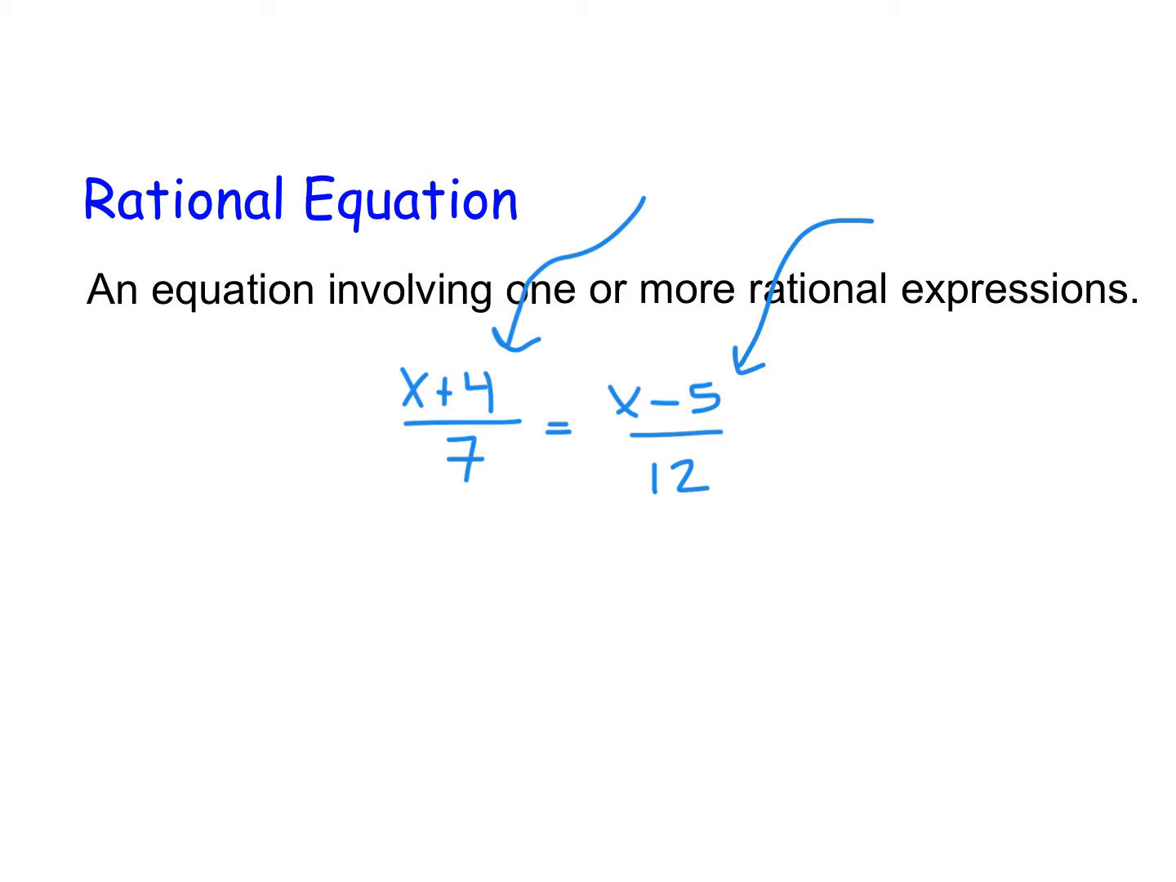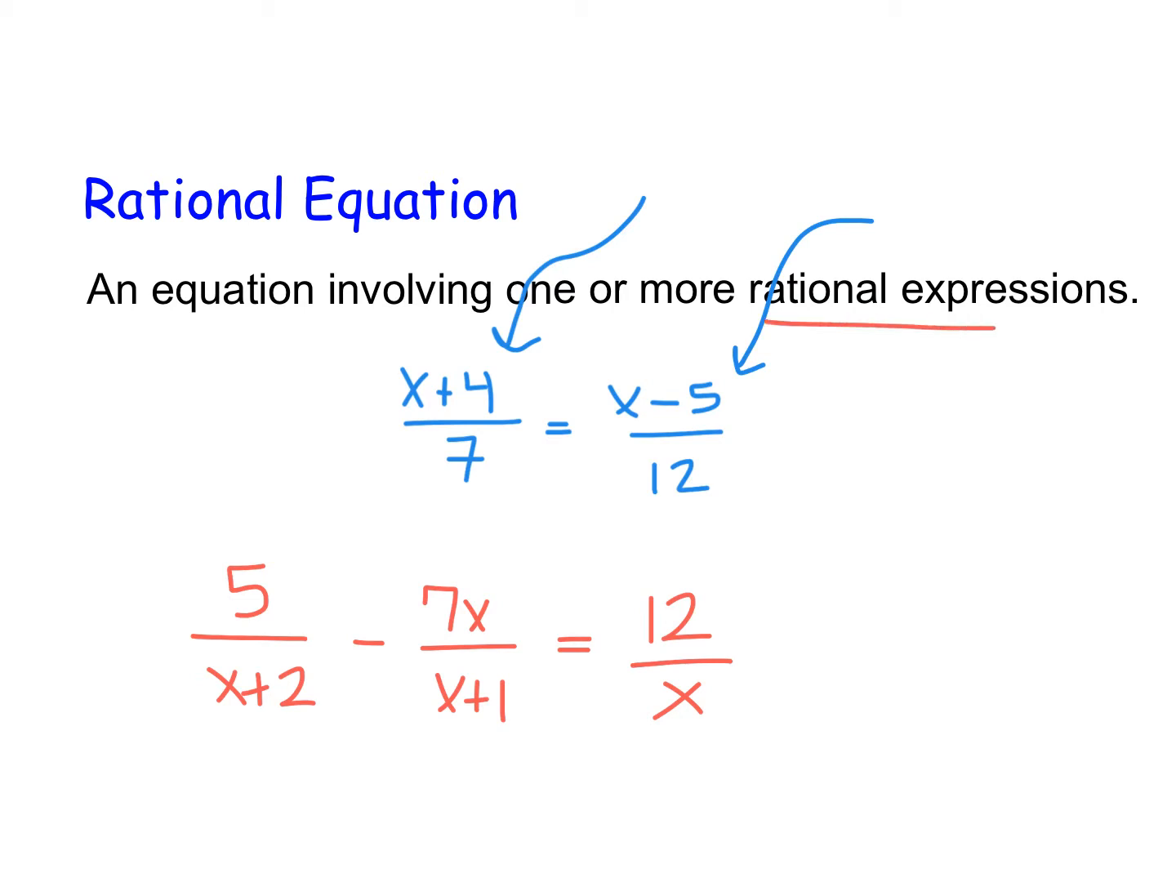Now what we also might see is something slightly more complicated looking, like say 5/(x + 2) - 7x/(x + 1) = 12/x. Notice that we have three rational expressions packed into this, and we'd have to use a variety of rational expression simplifying strategies in order to actually solve this equation. But all of these are going to be equation types that we'll be able to solve by the end of this lesson.